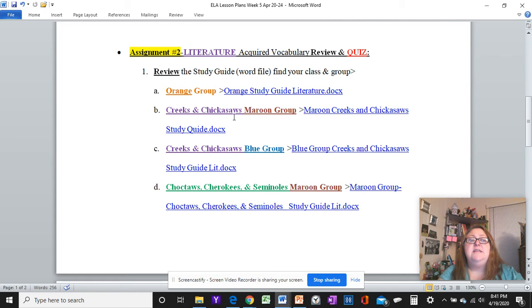Creeks, Chickasaws, in the maroon book, okay? I know it's a little different because I'm usually talking about English books with the groups, but I separated it this way for our vocabulary. So if you're a Creek or Chickasaw and you're in the maroon book, you're going to study this study guide and then go take your quiz, okay? If you're a Creek or Chickasaw and you're in the blue book, you're going to use this study guide, and then you're going to take your quiz on TeacherEase.